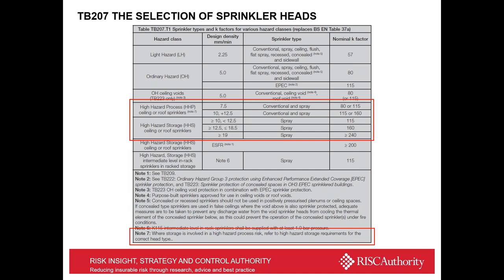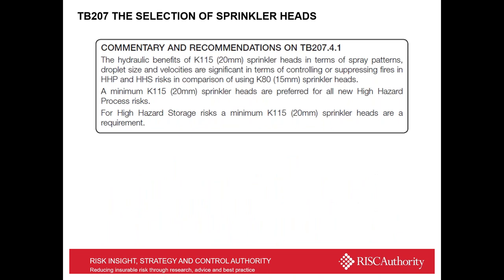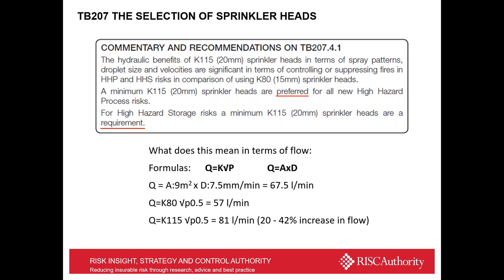Reasons for this are the hydraulic benefits of 20 mil heads in terms of spray patterns and droplet size and velocities, which are significant in terms of controlling or suppressing fires. So therefore, using this research that's been carried out, 20 mil sprinkler heads are preferred for high hazard process risks, but as the table allows, you can use K80 still. And for high hazard storage, it's a requirement that the minimum head size is 20 mil. So what does this mean in terms of flow? It means if you had a 7.5 mil existing density with a head at 9 square meters, there's a requirement of 67 liters a minute.